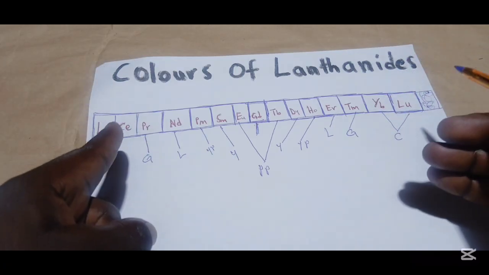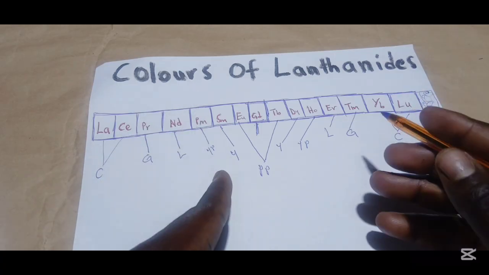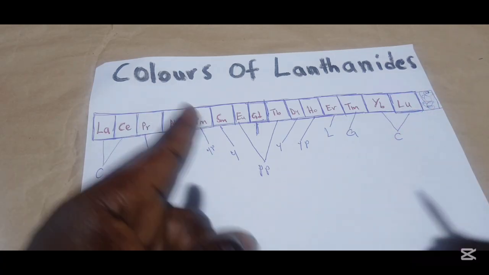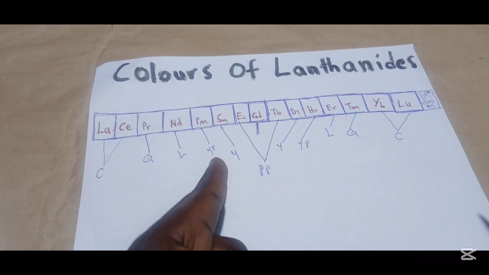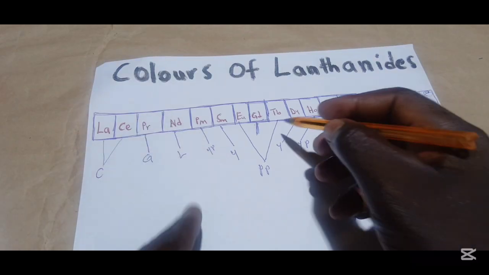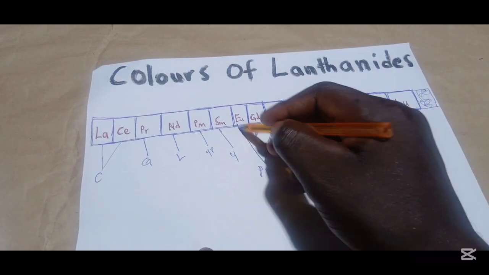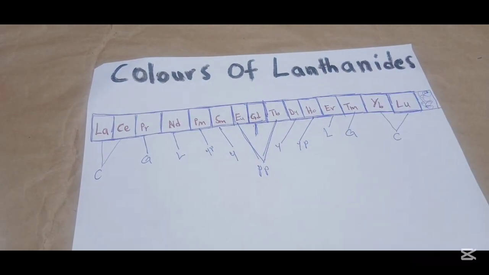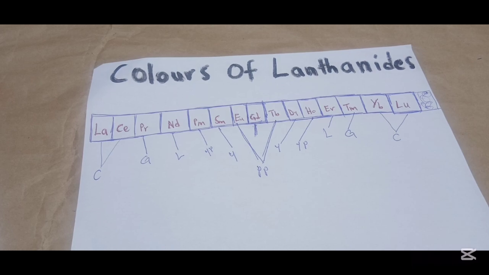Then after that, L, which is lilac, one from the left, one from the right. Yellow, pink, one from the left, one from the right. Yellow, one from the left, one from the right. Then pale pink, the remaining ones, one from the right, one from the left. This is the easiest way to go about the colors of the lanthanides. When you're writing exams on the lanthanide series, you get a lot of MCQs on this. So just know this and you'll be good to go.